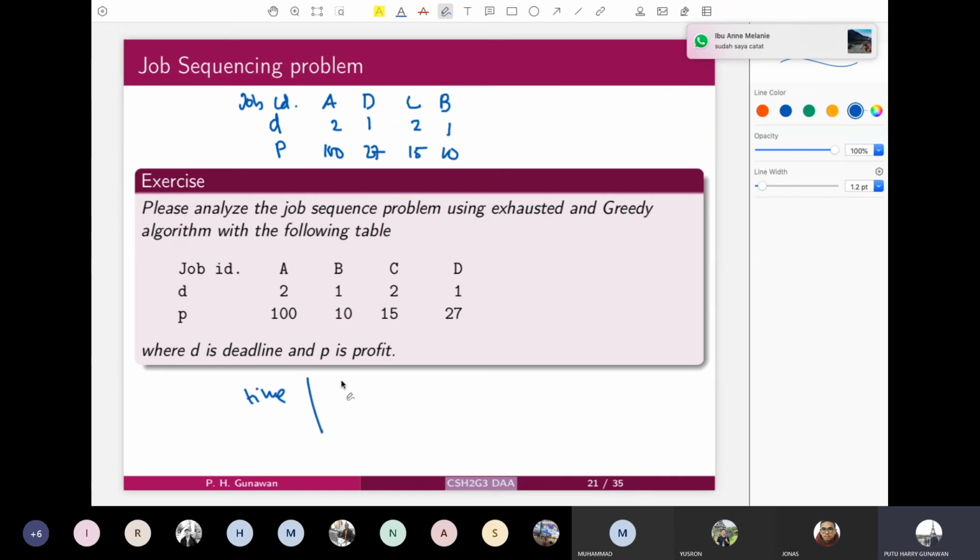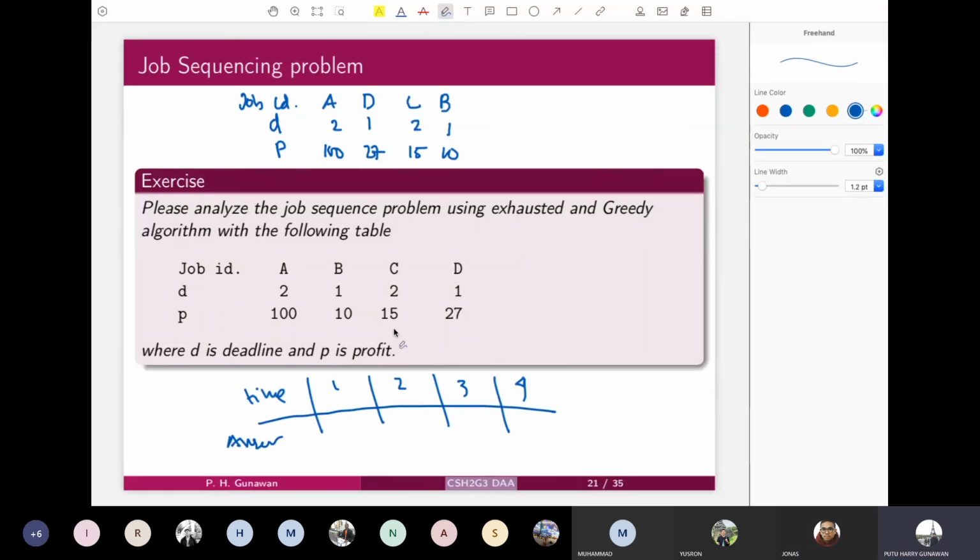So time is 1, 2, 3, 4. Then you need to answer. What you should know is that you pick the maximum first. So what is the maximum? The maximum is job A. Job A has deadline 2, so you just put A at column 2.